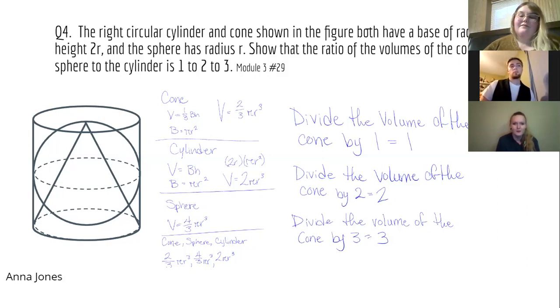And then we can show that this is in a 1 to 2 to 3 ratio, because if you divide the volume of the cone by 1, it will equal 1. If you divide it by 2, it'll equal 2. And if you divide it by 3, it will equal 3.